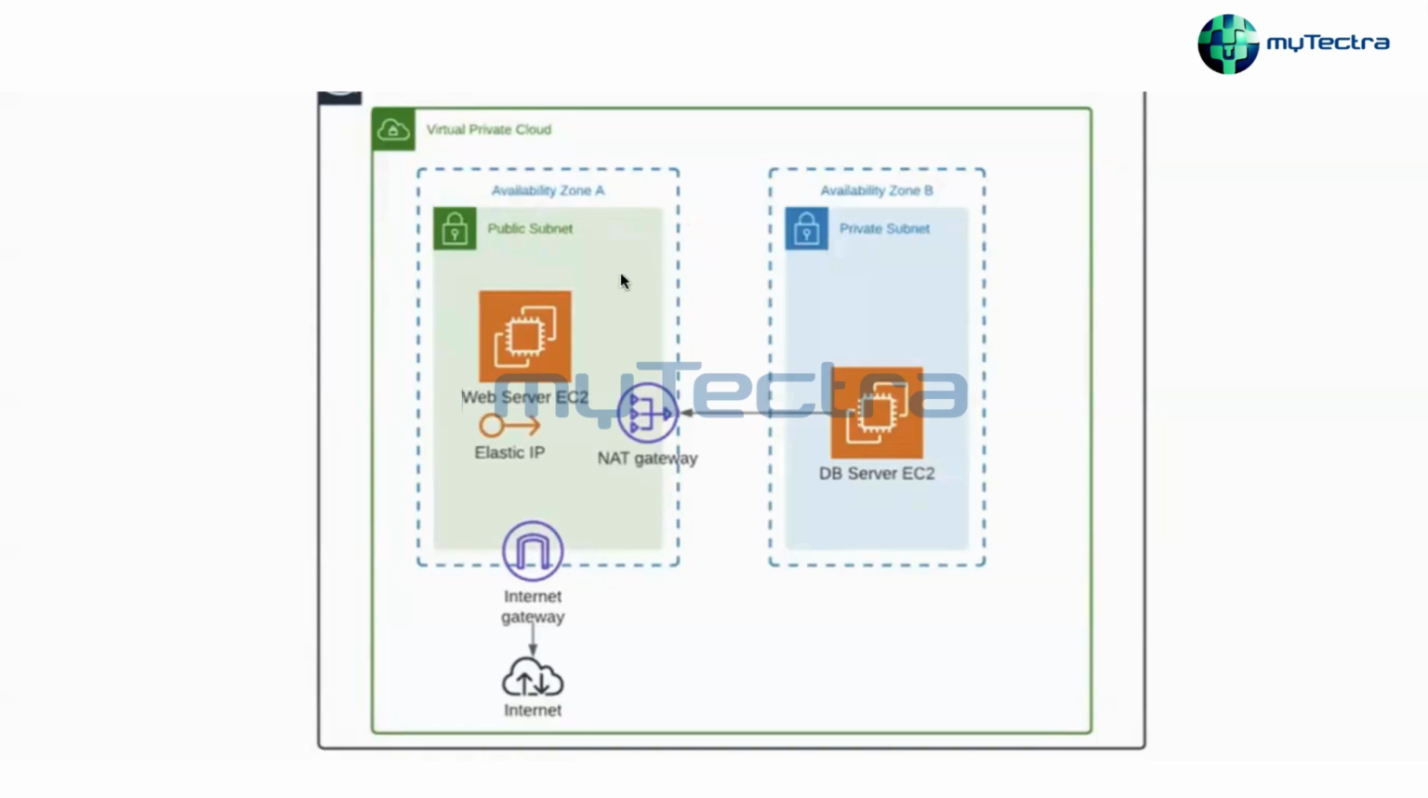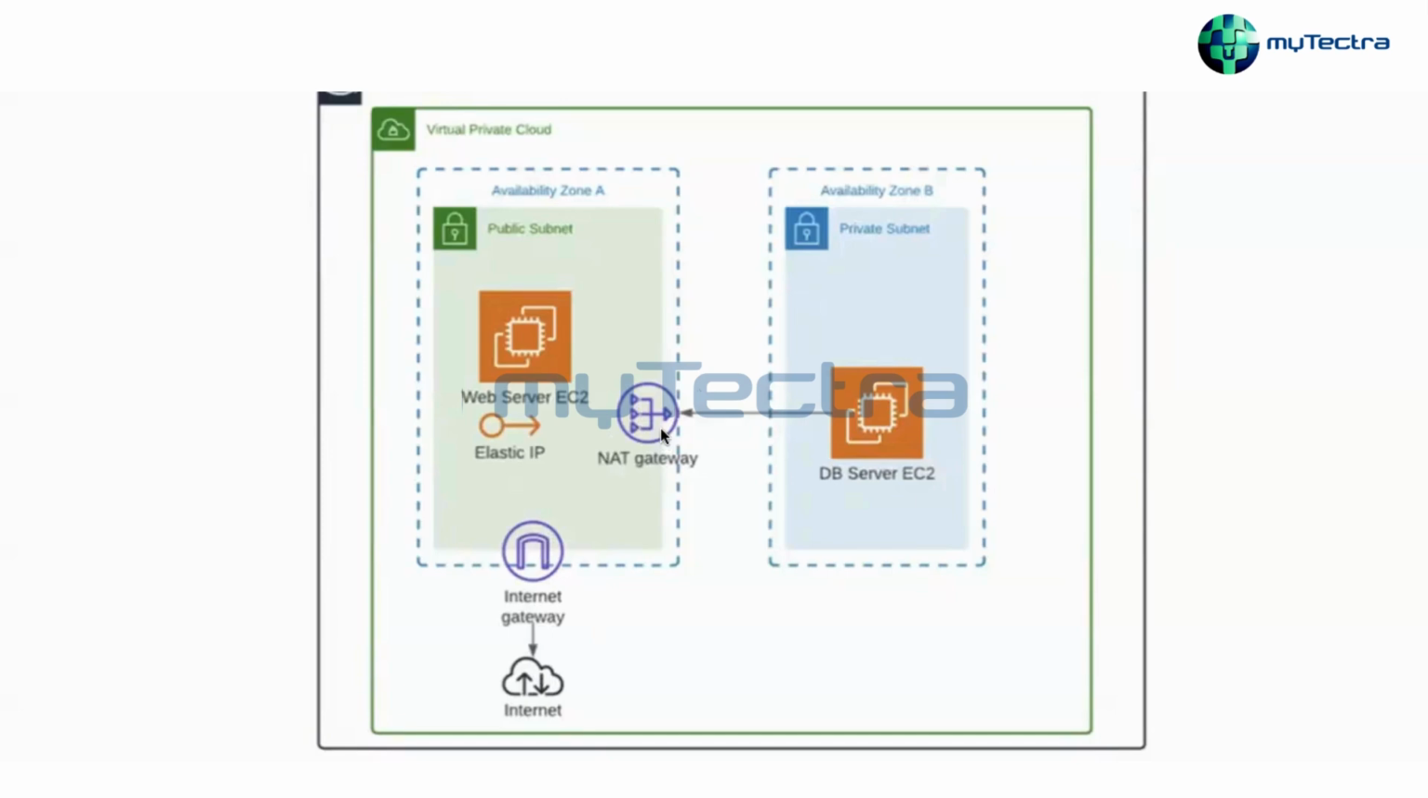I'm just explaining you the architecture. In the public subnet, there is one web server located. The web server is attached with the elastic IP, so it is public. That is why the internet gateway is here, and the internet gateway is directly accessible from the internet. NAT gateway is only for the private instances or private resources, but it is created in the public subnet. Why? Because it gets the internet from IGW. That's why it is in the public subnet.